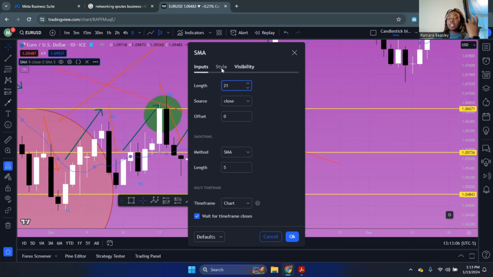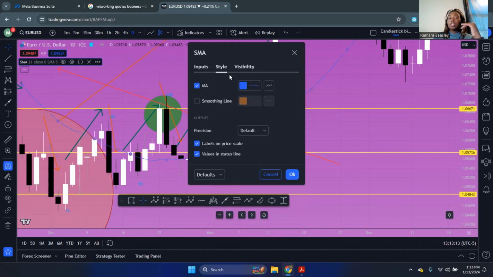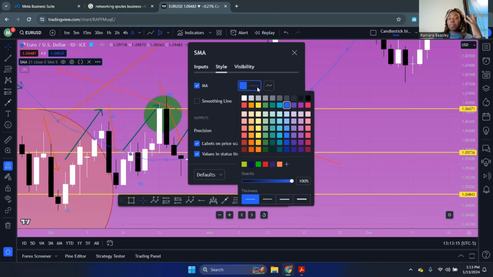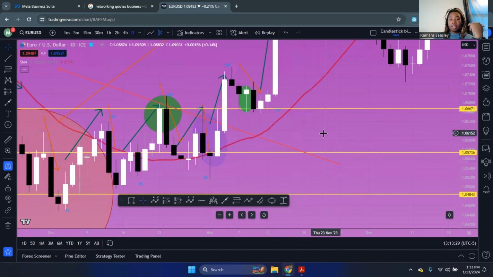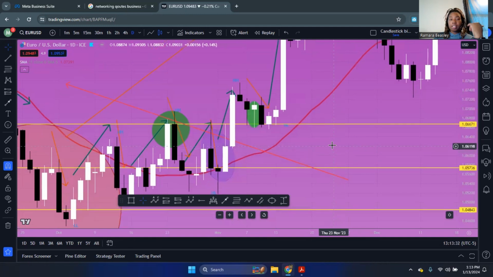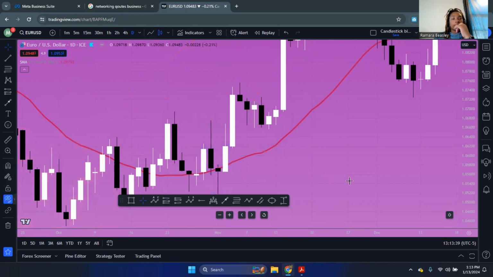Now, if you want to change it, you'll see that 21 moving average is a little bit skinny, a little bit light on my chart. So you can always change the thickness of it. And you can also change the color of it. I'm just going to change it to this. And let me see if I can hide. Yes, great.